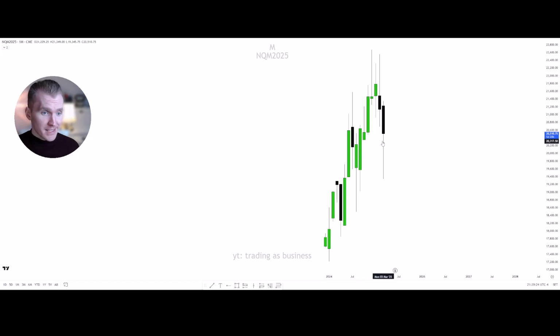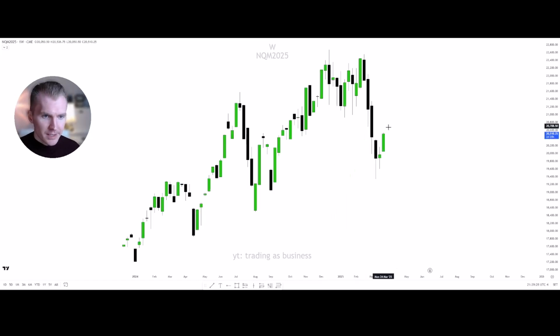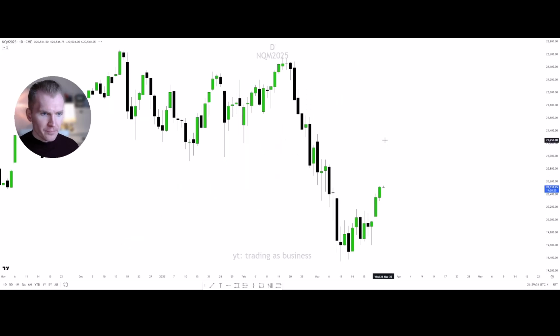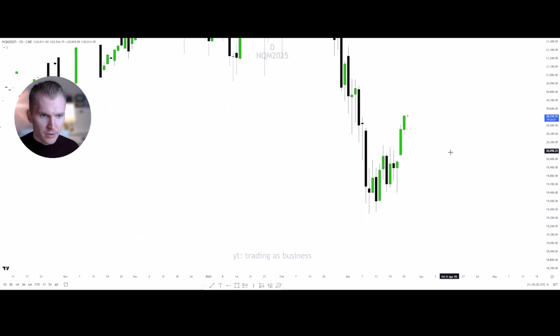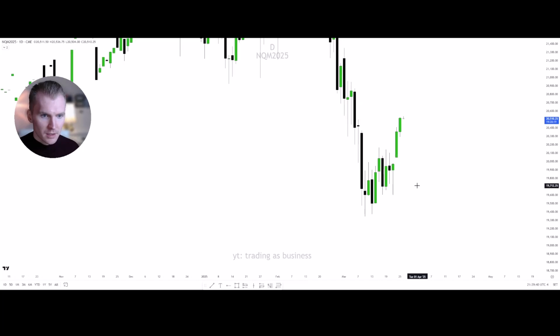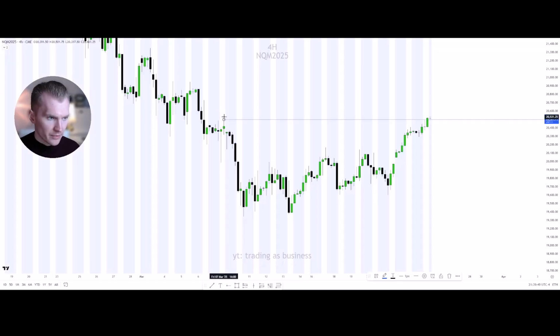So here we have the monthly time frame. Let's go down to weekly. This is how it looks on weekly. We passed that volume imbalance. Let's go over to daily. On daily, what do we have on daily? Looks good. Let's go down to 4-hour time frame. On 4-hour time frame, what stands out, that's this pin candle liquidity.